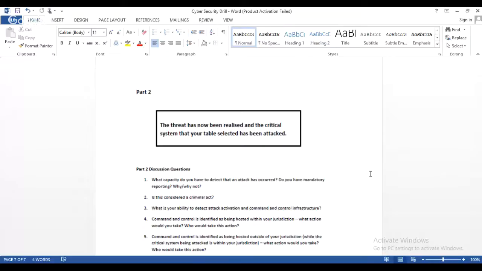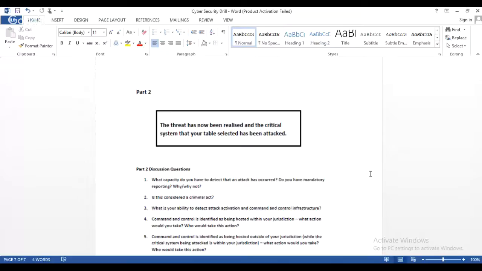Yeah, the third question is: what is your ability to detect attack activation and the command and control infrastructure? So the answer for that question is attack activation can be identified by using traffic monitoring tools, and command and control can be handled using techniques like captchas. So next question is Disha.